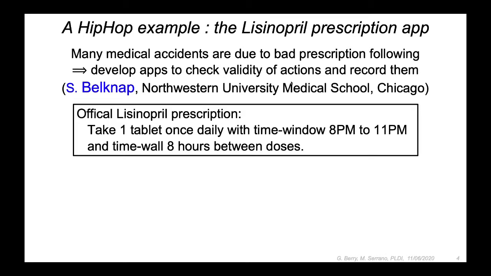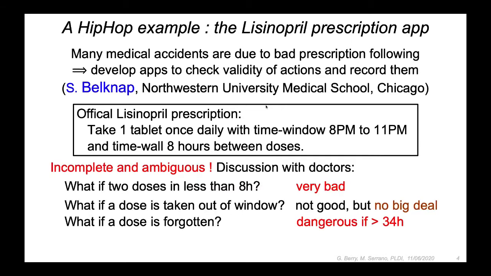Here is the official Lisinopril prescription. It's a hypertension medicine. Take one tablet once daily with time window 8 p.m. to 11 p.m. and time wall 8 hours between doses, which means don't take a dose in less than 8 hours from the previous one. To a computer scientist, this looks quite incomplete and ambiguous. So I discussed with Stephen.